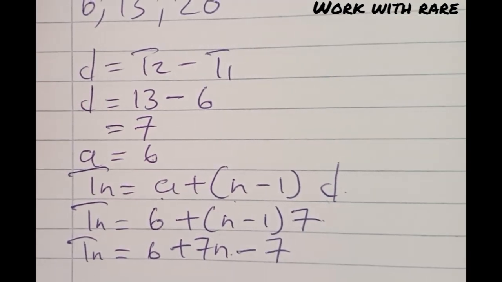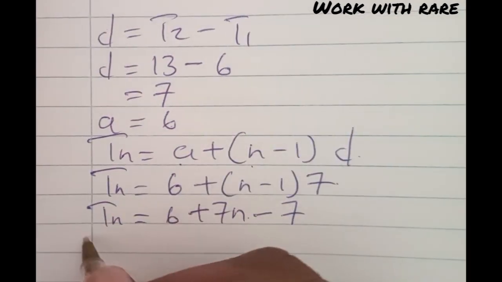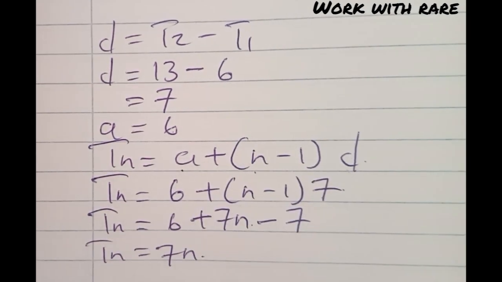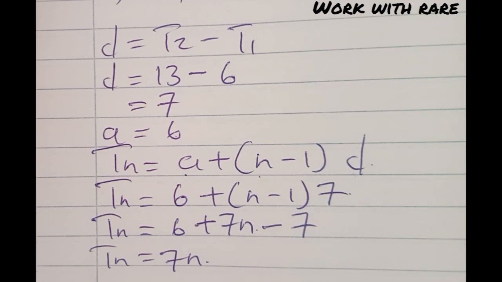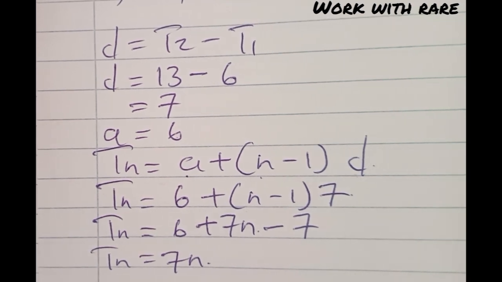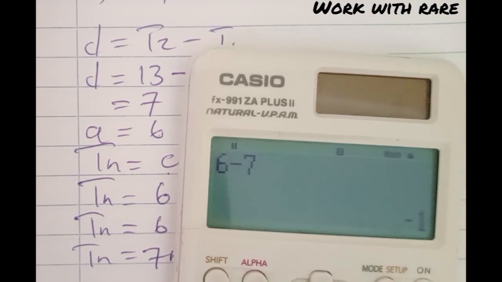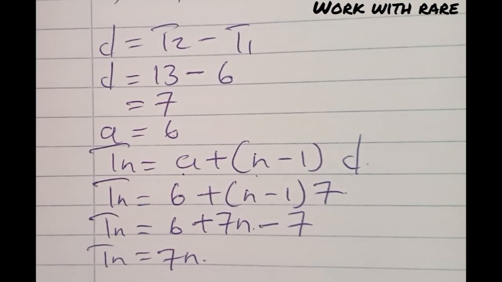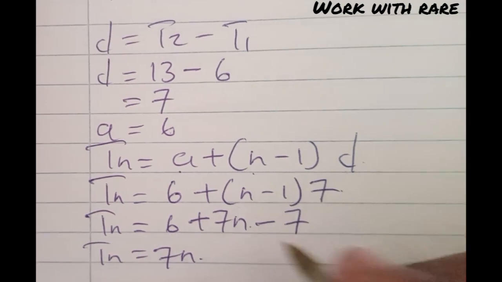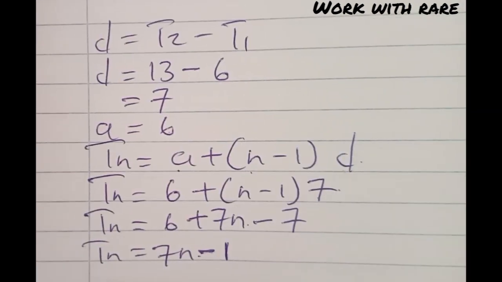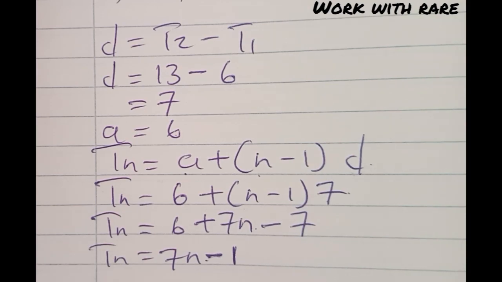After this step, I should put it in the standard form. So I will say Tn is equals to 7n first. Then I will say 6 minus 7. 6 minus 7 is negative 1. I'll show you my calculation on my calculator so that you can see where everything is coming from. So this is our nth term.